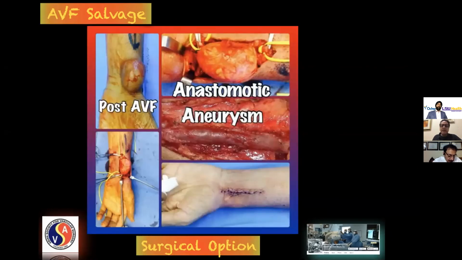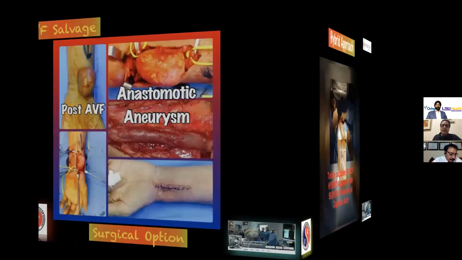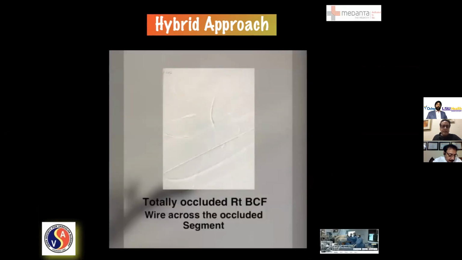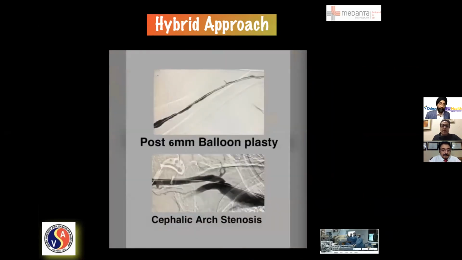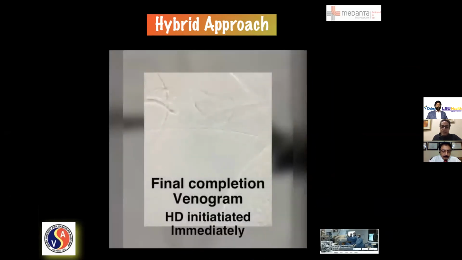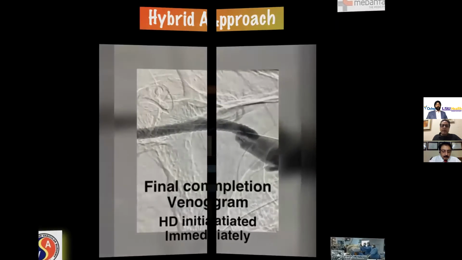Aneurysmal dilatation: what you do is you excise the aneurysm, repair the artery with a vein patch, and keep the fistula going. And with the advent of hybrid labs, a hybrid procedure, this was just something we did a few days back. This patient had an occluded fistula with a small leak. We evacuated the thrombus, and then this totally occluded fistula, we balloon dilated it. Again, the cephalic arch stenosis was there, and what we did, again, was a Supera in this patient. And this patient was immediately sent for dialysis post-procedure, because everything was working fine once you do these patients well.